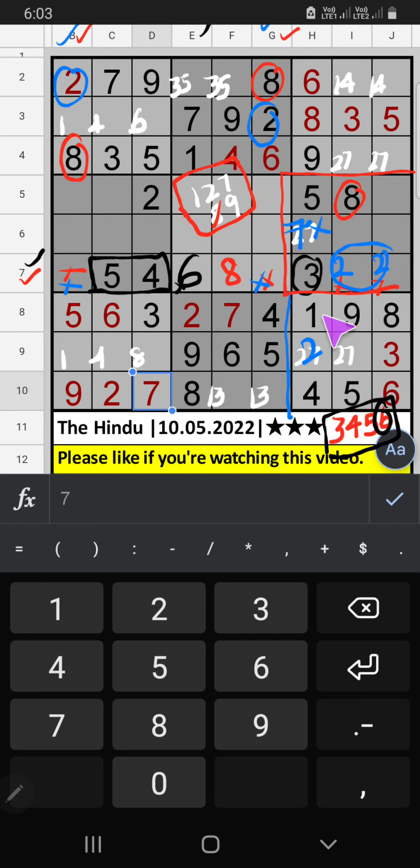9th row, only one number is remaining. 7. 7 is confirmed here. Since 7 is here, so 7 can't come in the cell. 7 is confirmed here. Then 2 is here. Since 2 is here, so 2 can't come in the cell. Then 2 is confirmed here.